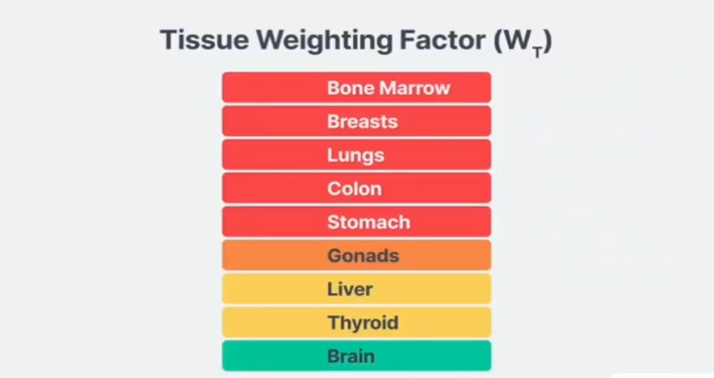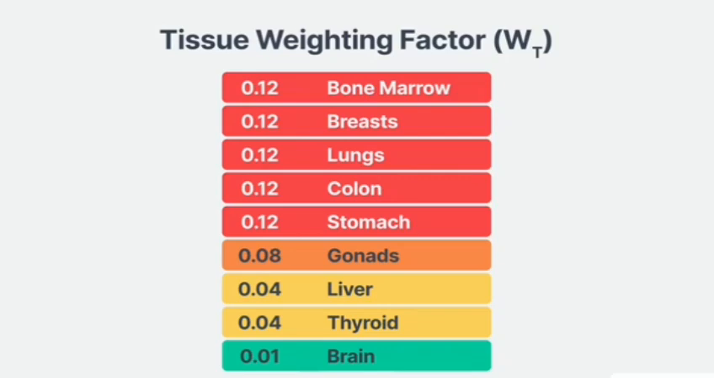Most tissues in the body have been assigned a tissue weighting factor, or WT, that corresponds to their relative radiosensitivity. Bone marrow, breast, lungs, colon, and stomach all have a tissue weighting factor of 0.12. The gonads have a tissue weighting factor of 0.08. The liver and thyroid have a tissue weighting factor of 0.04, and the brain has a tissue weighting factor of just 0.01. Please be aware that these numbers can vary based on the publication or organization being referenced. These values come from the most recent values published by the International Commission on Radiological Protection.